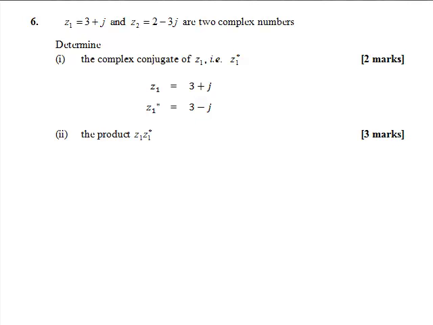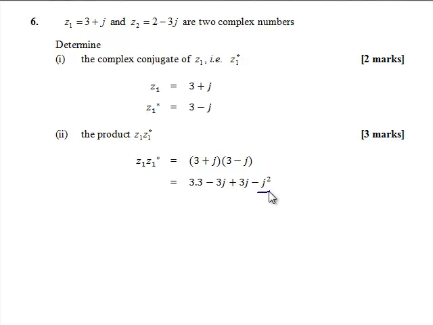Now find the product of Z times Z star. Before we do this, remember that a squared minus b squared is equal to a plus b times a minus b. We've got 3 plus j times 3 minus j. So from that we get 3 times 3, 3 times minus j, then we get j times 3 and j times minus j.